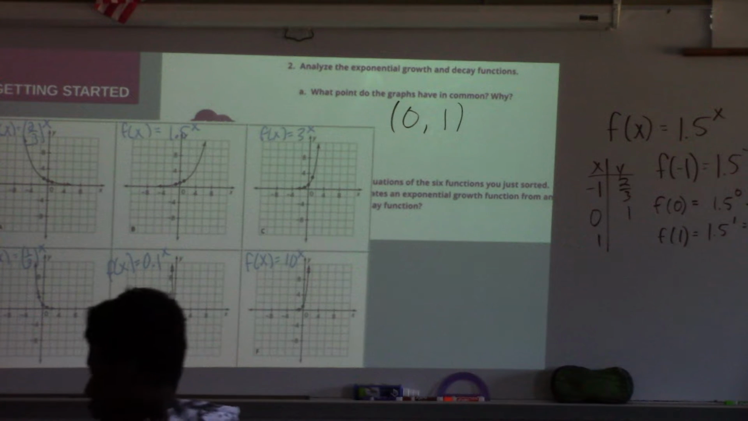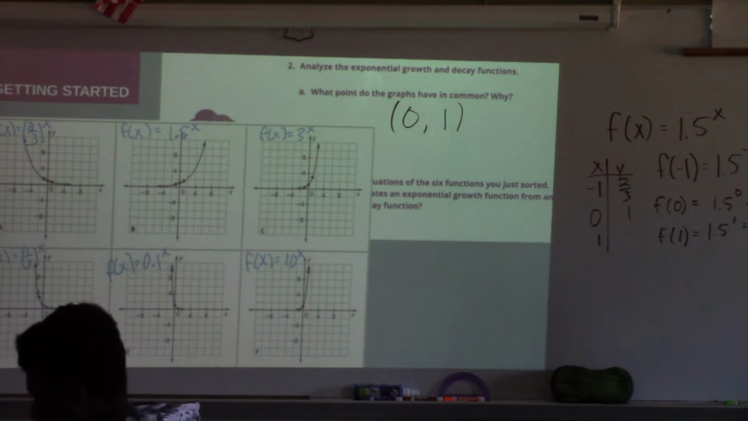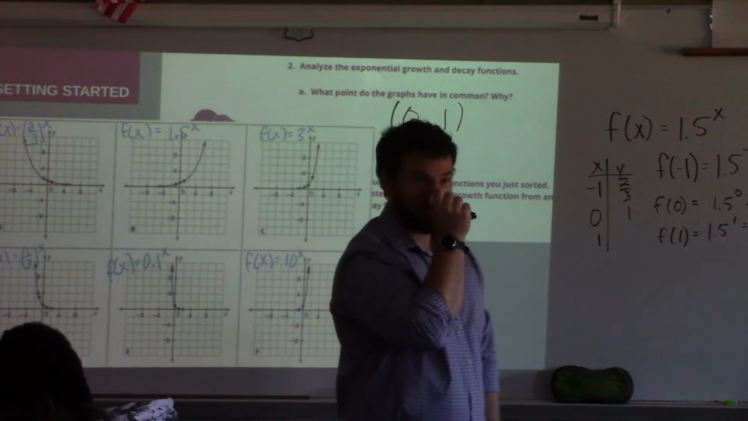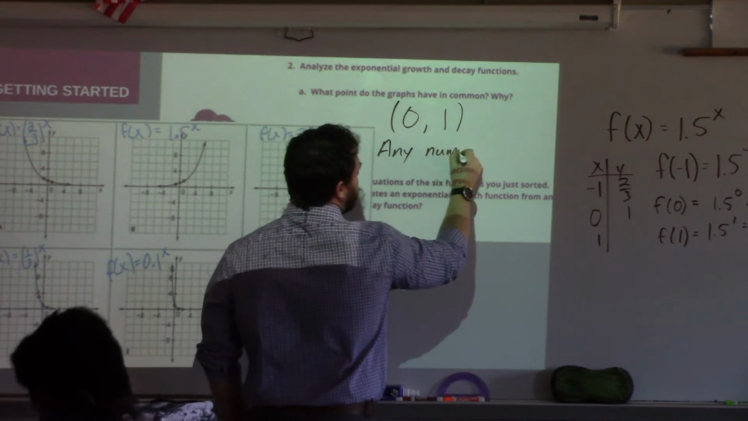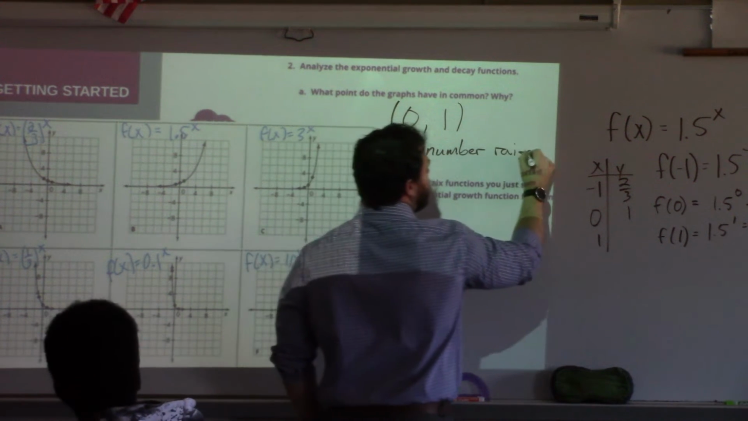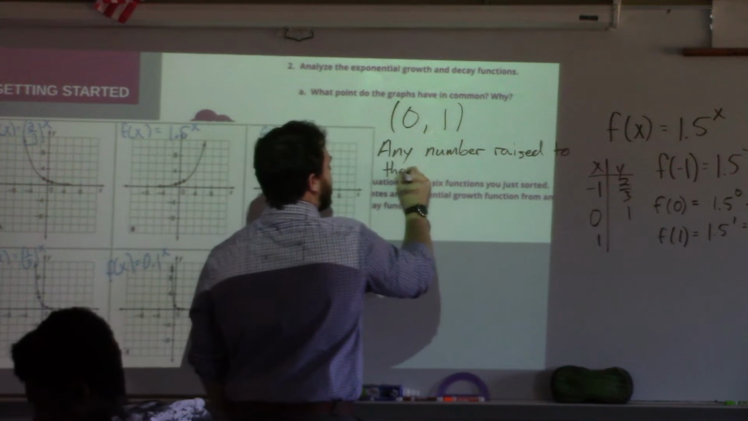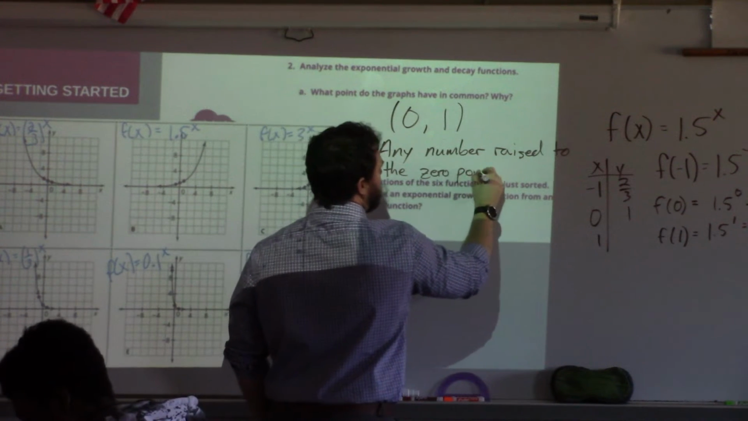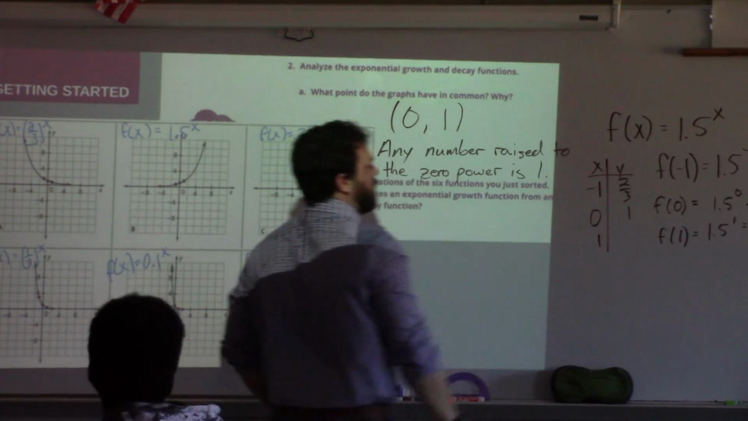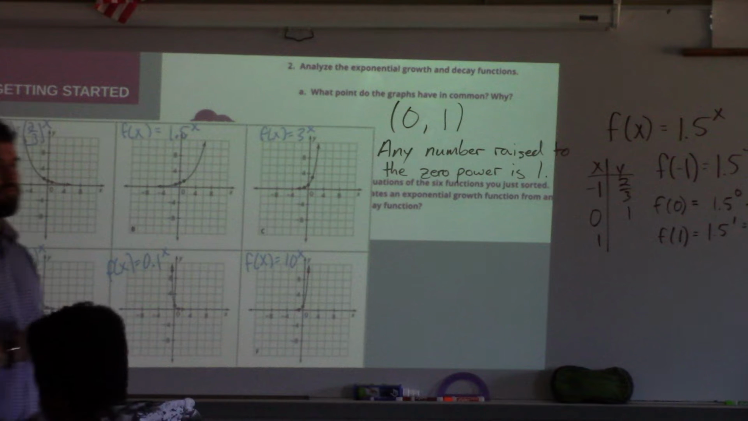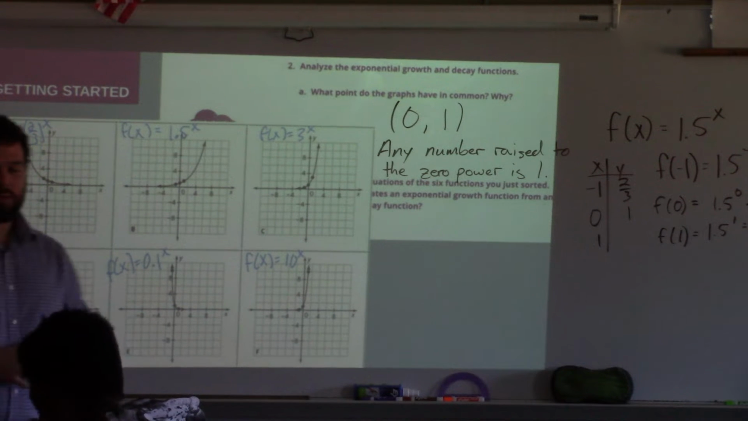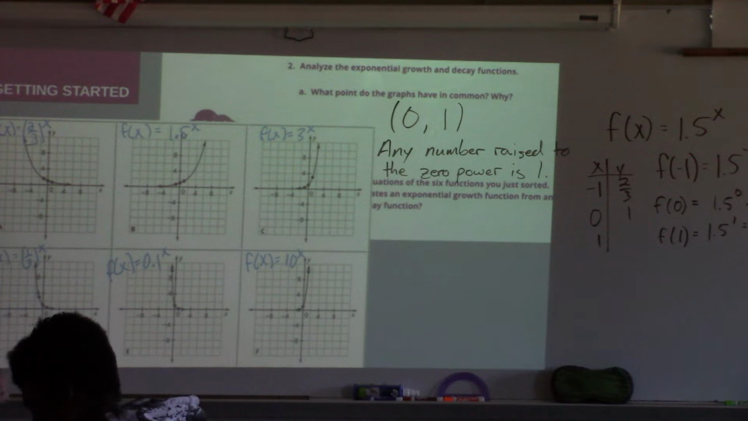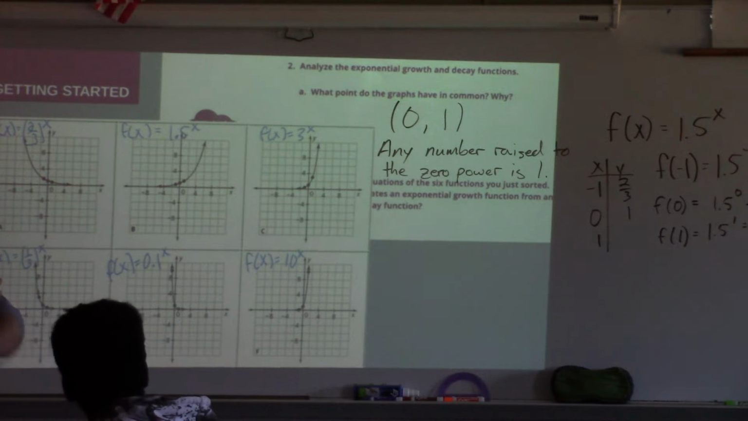So what point do the graphs have in common? They all have 0, 1. And why is that? Any number raised to the 0 power is 1. That's always going to be true. Does anybody know a way that we could algebraically write that to show any number being raised to the 0 power?